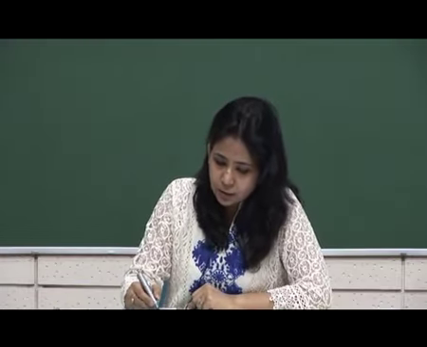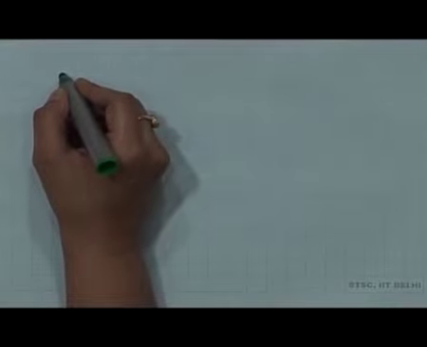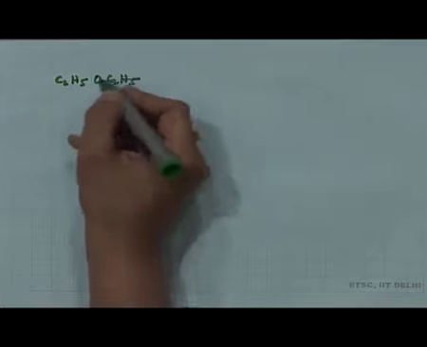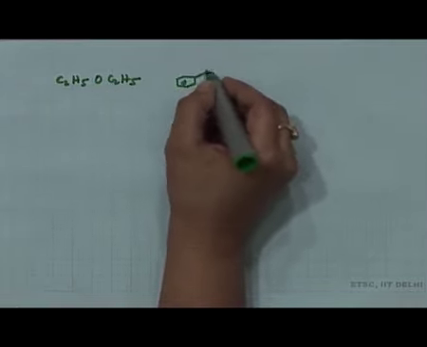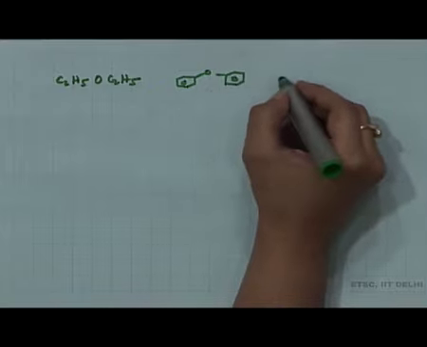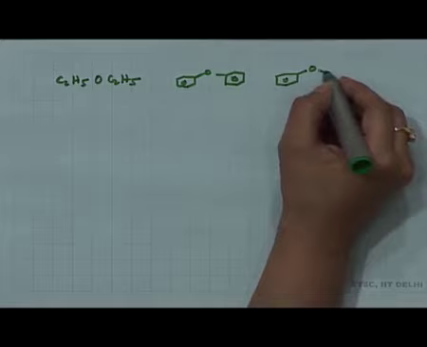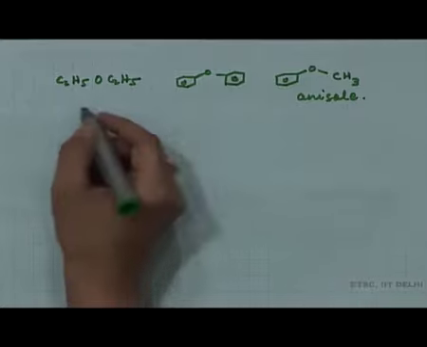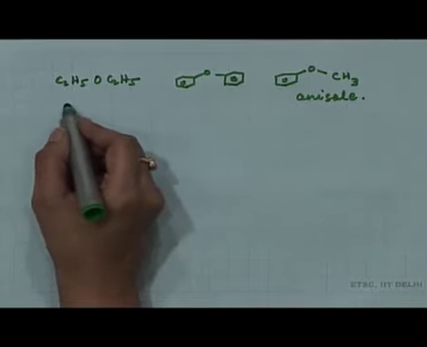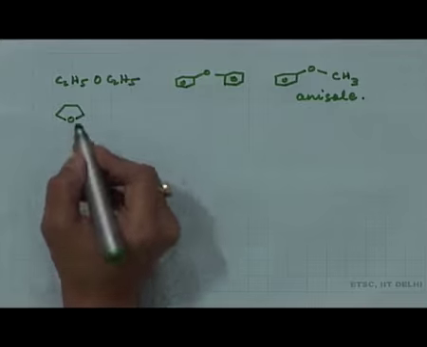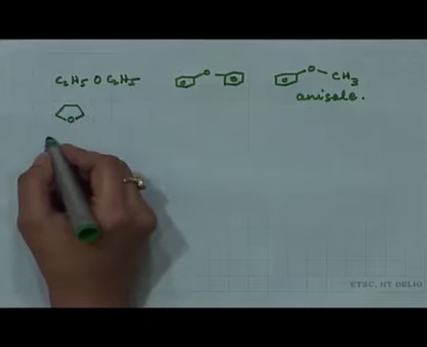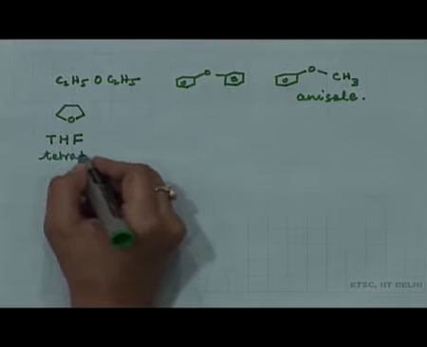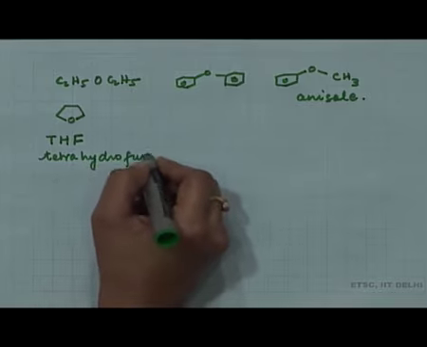Some examples of these ethers, as I was talking about: you can have a diethyl ether, which is all aliphatic. You can have a diphenyl ether, which has both phenyl groups, or a methyl phenyl ether, which is called anisole. You can also have other kinds of aliphatic ethers in which your alkyl groups form a cyclic ring. For example, this cyclic ether is popularly called THF, tetrahydrofuran, which is used as a solvent in organic reactions.